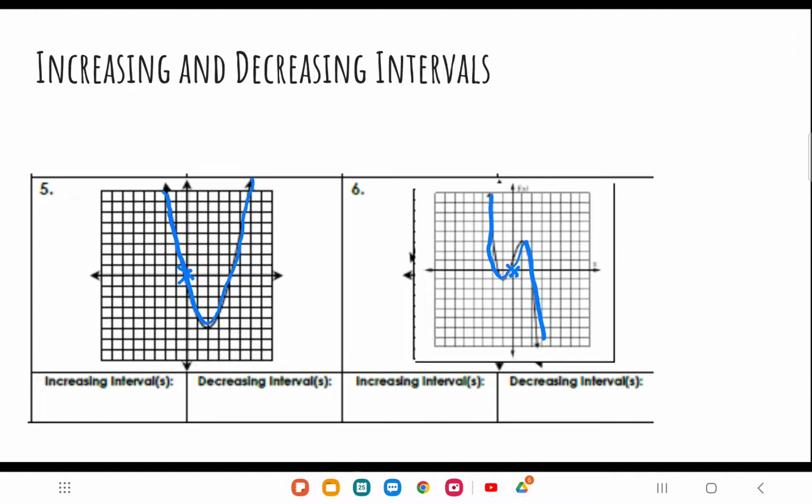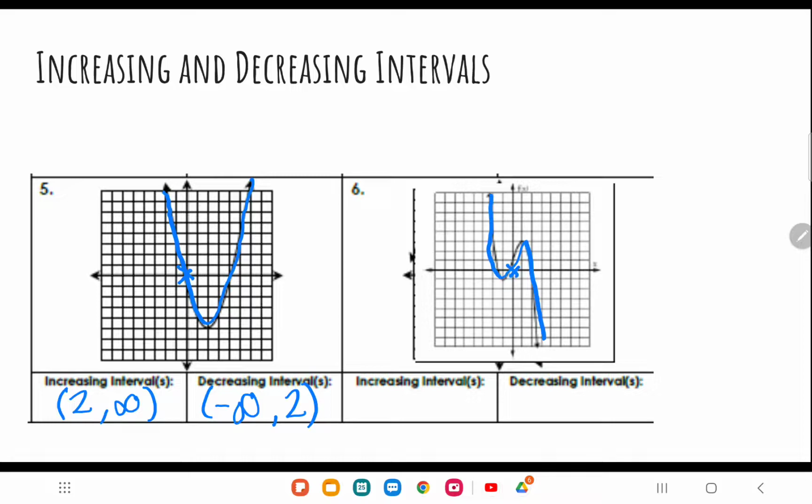In our first one, we can see that it's increasing to the right of 2 on the x-axis. So my interval of increase would be from 2 to infinity. My interval of decrease would be from negative infinity all the way up to 2.